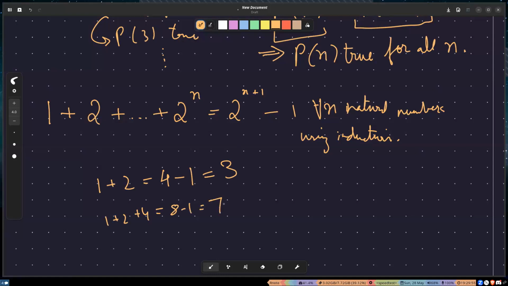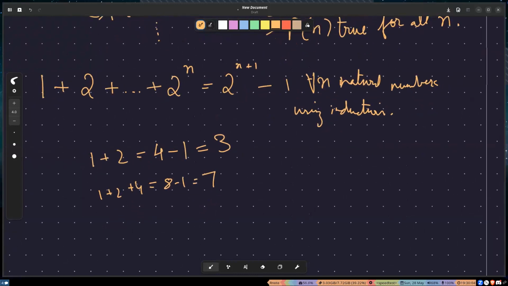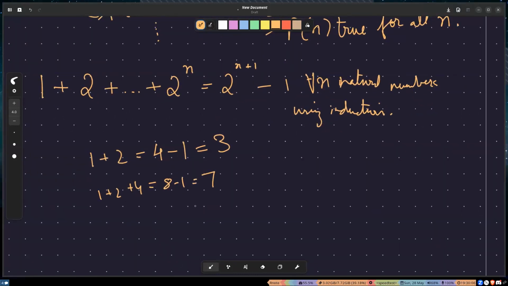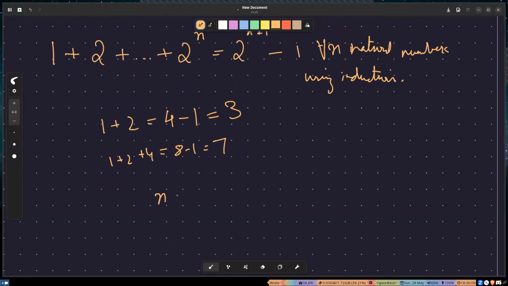But do you really need multiple base cases here? No, we don't need multiple cases, but let's just test. Sure. Okay, now let's assume for n equals k that 1 plus 2 plus up until 2 raised to the power k equals 2 raised to the power k plus 1 minus 1.